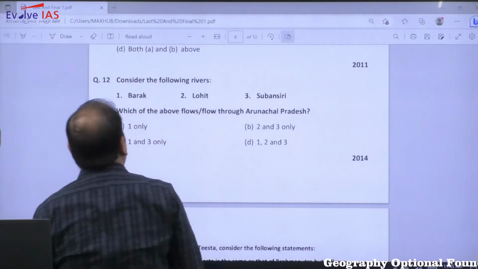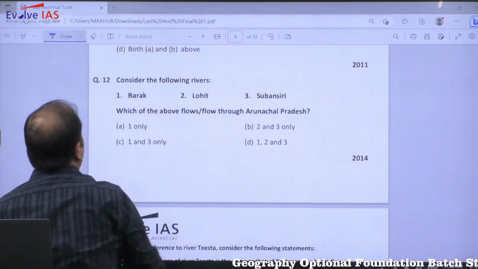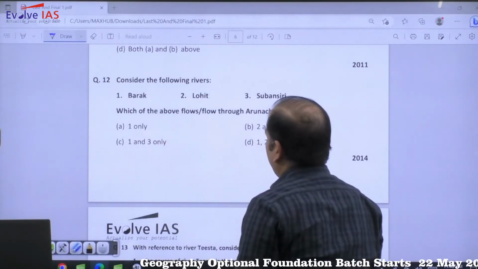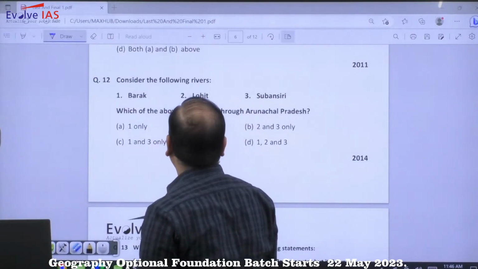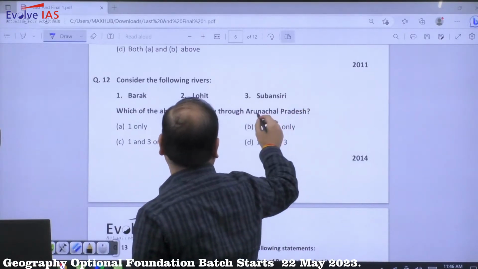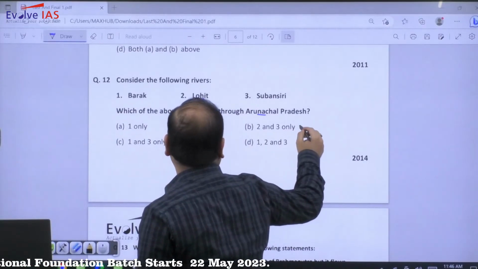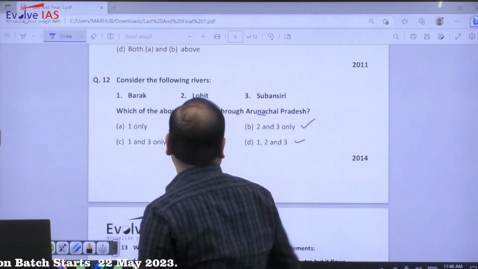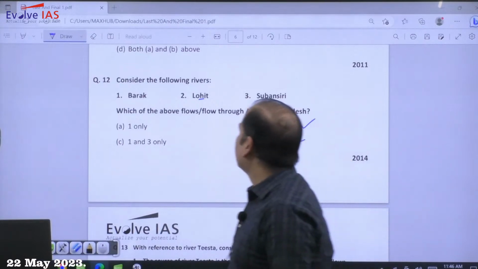Now consider the following rivers. Just now I told you about Lohit. Obviously, Lohit flows through Arunachal Pradesh. So you will have either 2 and 3 or 1, 2, 3. So 1 and 3 only is rejected completely.